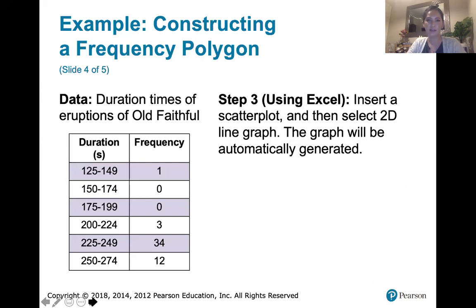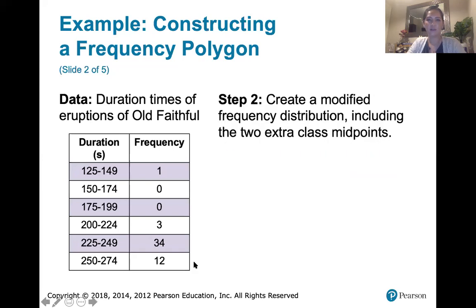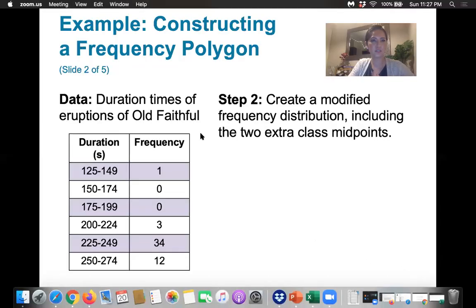So the first two steps are exactly the same. You're going to create a modified frequency distribution that includes the class midpoints for each of these 6 classes, and then we've got a class midpoint for a would-be class before that and a class midpoint for a would-be class after that, with a frequency of 0. And then once you do that, you would want to go to Excel and enter that data manually. So let's look at Excel and do just that.